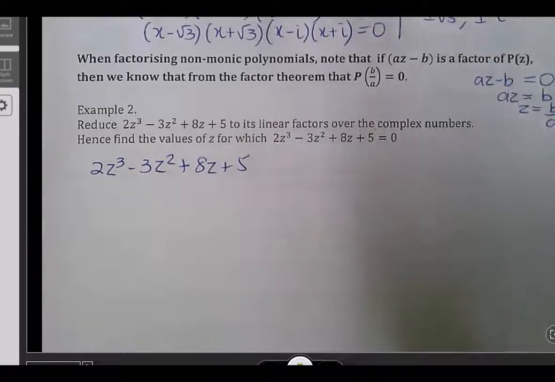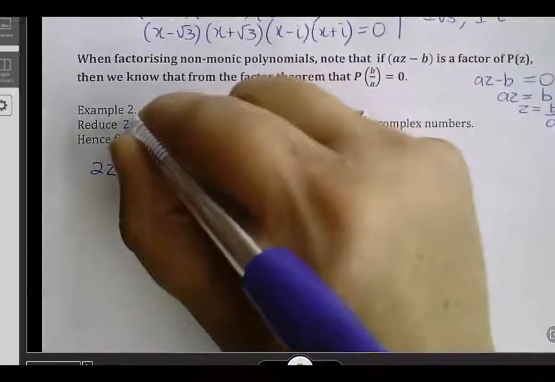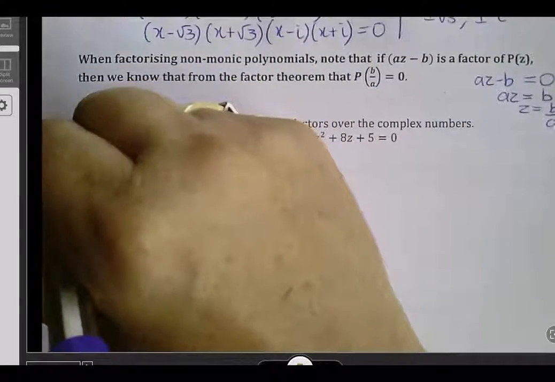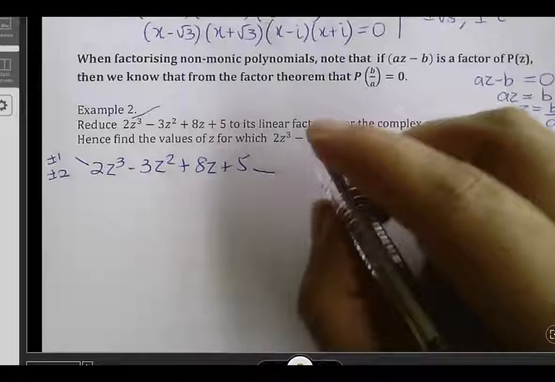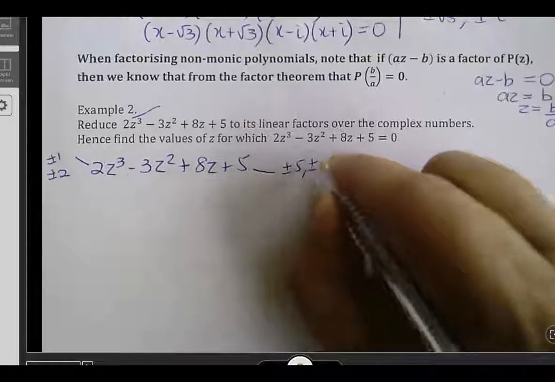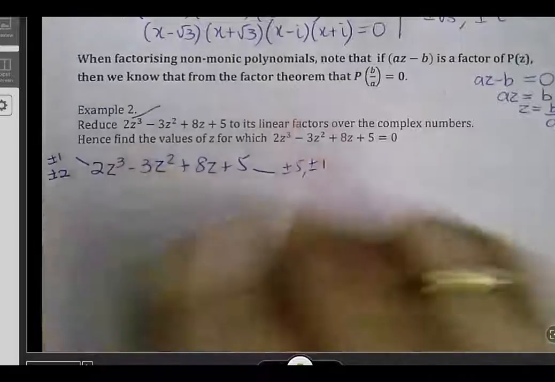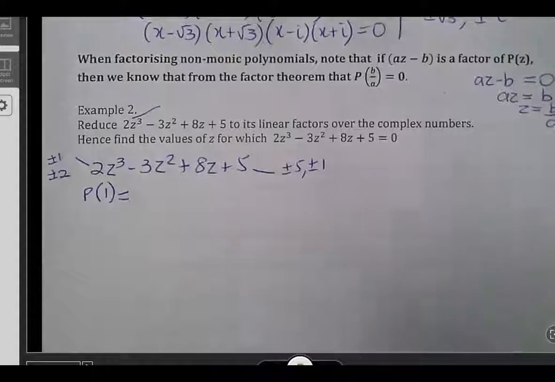Do you know how you're going to find possible factors of this? Do you remember it from 3 unit? You've got to look at the factors of 2. What are the factors of 2? 1 and 2. So plus or minus 1, plus or minus 2. And the last term. What are the factors of 5? Plus or minus 5, plus or minus 1. So we have to see which combinations of these are going to give us 0 when you substitute it into the polynomial. So remember, we're looking for a factor. We've got to find that first factor.